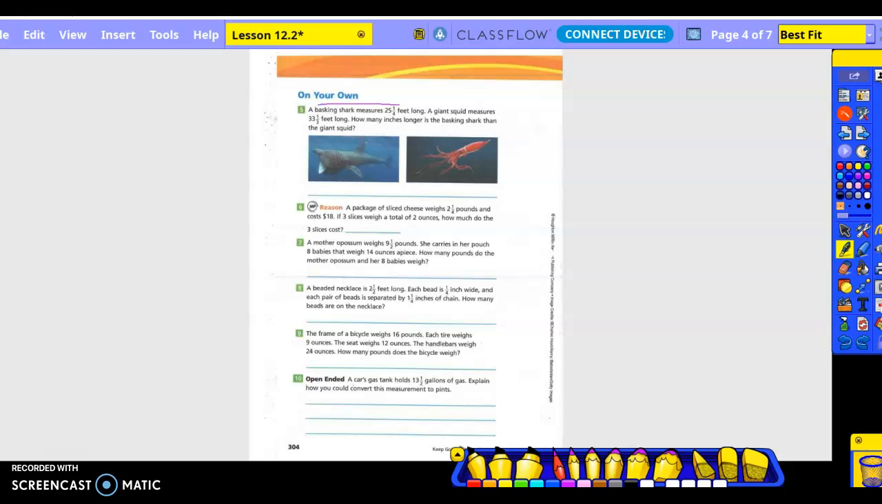So here's our shark size. Here is our squid size. And then they want to know how many inches longer. So what are we going to do first? We're not going to convert it. We're going to subtract first and then convert it to inches, right? Okay, so 25 and 1/4 minus 33 and 1/3. So we need to get a common denominator, right? So what's our common denominator? 12. Oh, guys, I have these backwards.